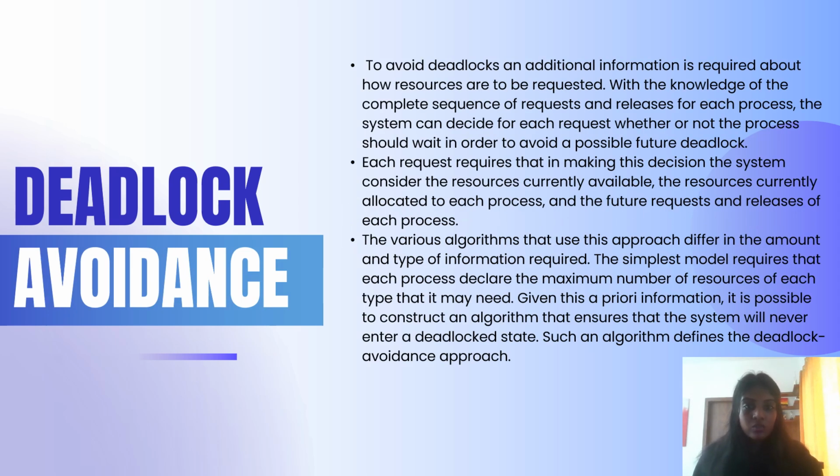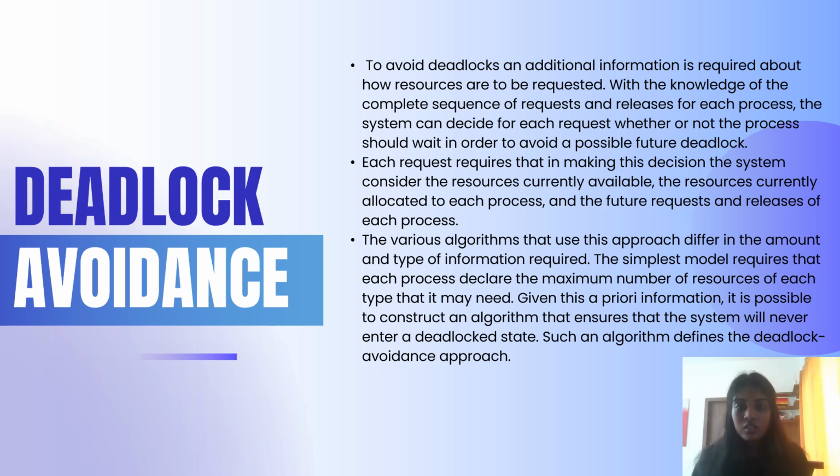Next, we have deadlock avoidance. To avoid deadlocks, additional information is required about how resources are to be requested. With the knowledge of the complete sequence of requests and releases of each process, the system can decide for each request whether or not the process should wait in order to avoid a possible future deadlock. Each request requires that in making this decision, the system considers the resources currently available, the resources currently allocated to each process, and the future requests and releases of each process.